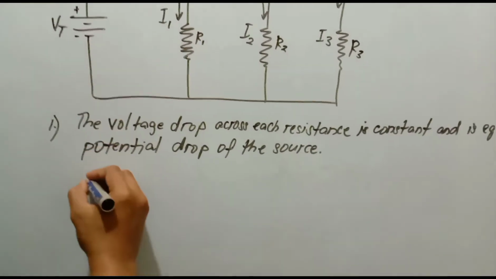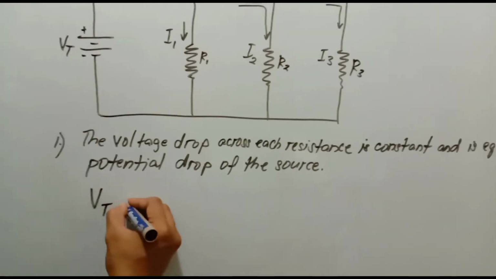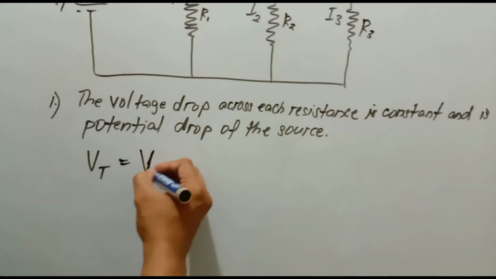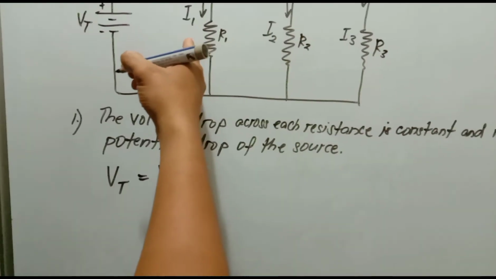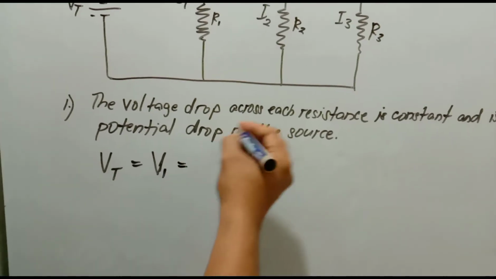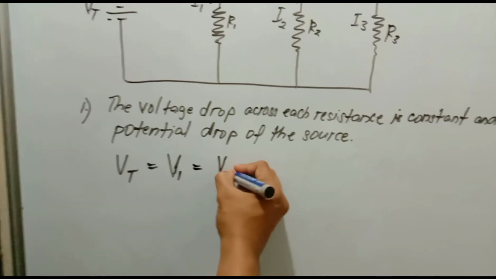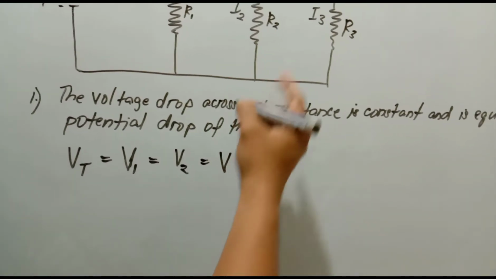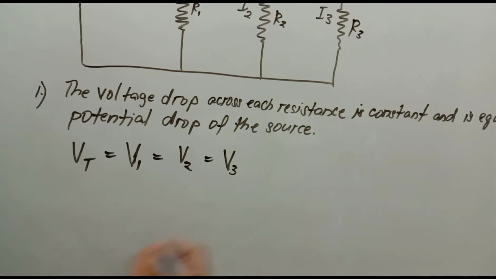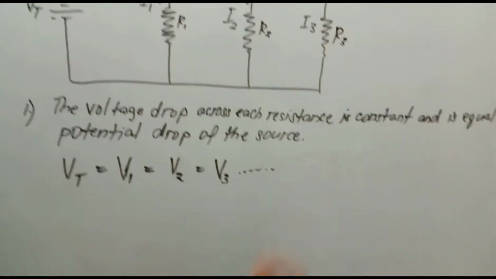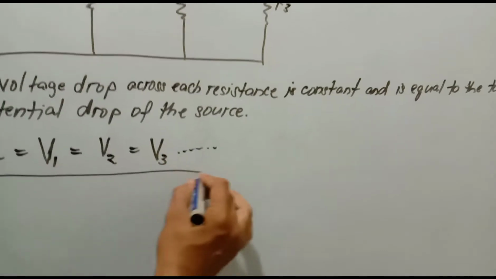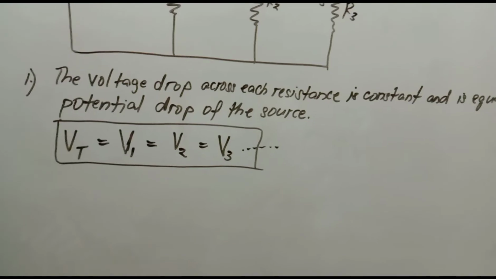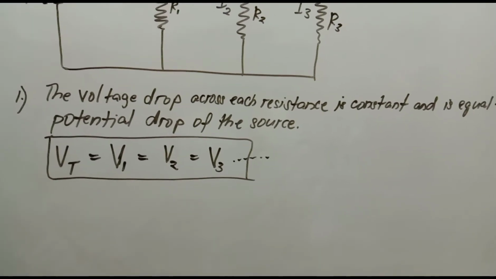So meaning to say, the total voltage for a parallel circuit is equal to the voltage drop across resistor 1, which is equal to the voltage drop across resistor 2, and also equal to the voltage drop across resistor 3, and so on. So take note of this expression, guys, on how to calculate the total voltage drop or the voltage drop across each resistance.